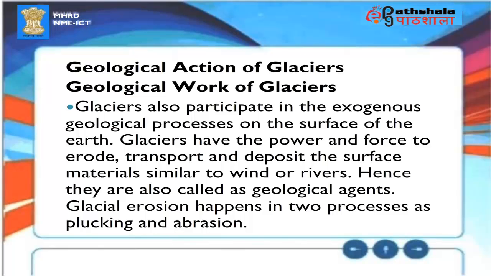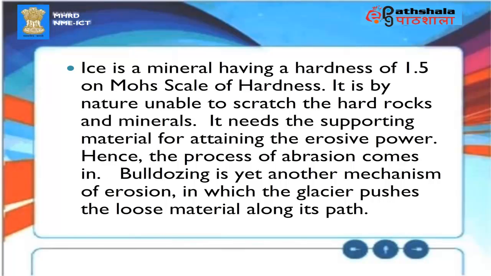Glacial erosion happens in two processes, plucking and abrasion. Ice is a mineral having a hardness of 1.5 on the Mohs scale of hardness. It is by nature unable to scratch hard rocks and minerals. It needs supporting material for attaining erosive power. Hence, the process of abrasion comes in. Bulldozing is yet another mechanism of erosion in which the glacier pushes the loose material along its path.